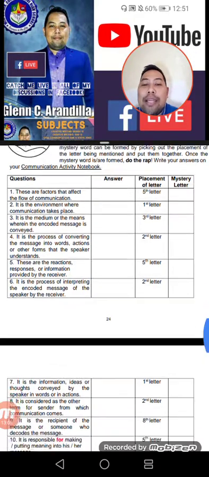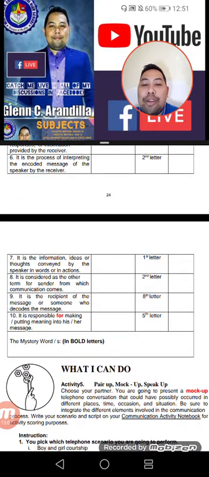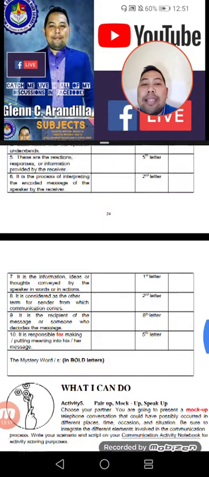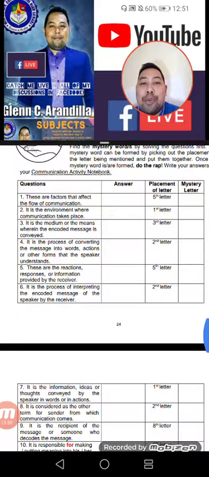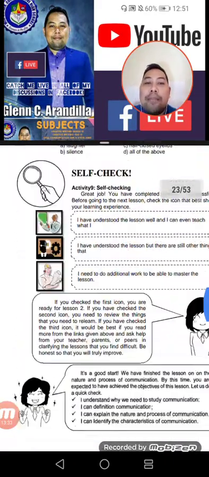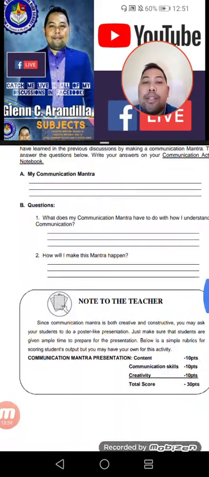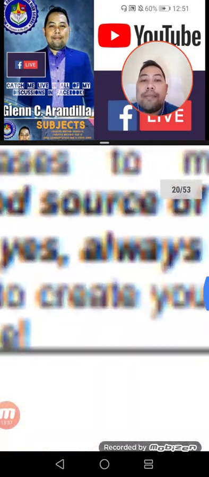Once you have identified the mystery words in bold letters, answer that, make a rap. So I think we could skip the rap part later on, or we will just reserve that for an activity if time will come. It's okay for us to have the face to face, or we'll do an alternative for your rap. I know you really like rapping. Do the rap.